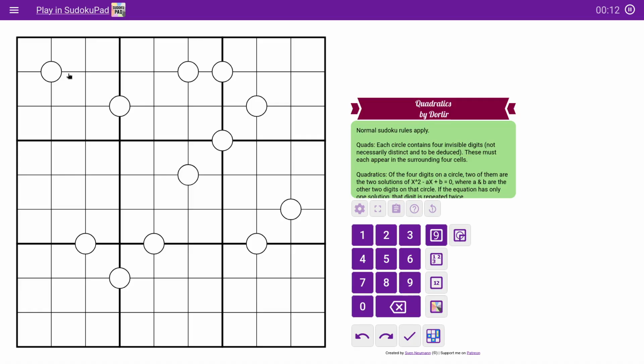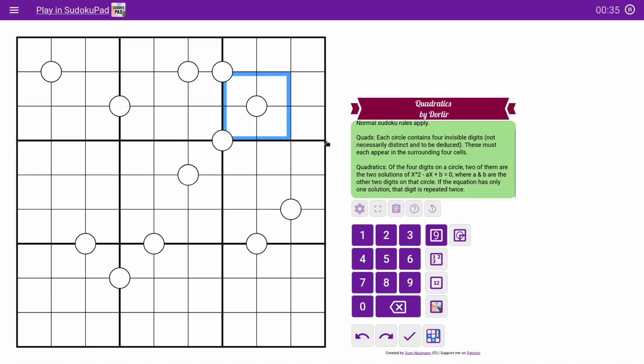Now, as usual, the quad rules are standard rules. So each of these circles is intended to come with 4 small digits inscribed in them, which indicate the 4 digits that surround the circle in some order, possibly with duplicates. But what those 4 digits are is constrained by our second rule, the quadratics rule. Of the 4 digits on a circle, 2 of them are the 2 solutions to x squared minus ax plus b equals 0, where a and b are the other 2 digits on that circle. If the equation has only one solution, that digit is repeated twice.